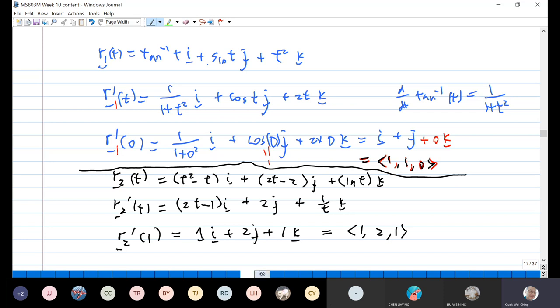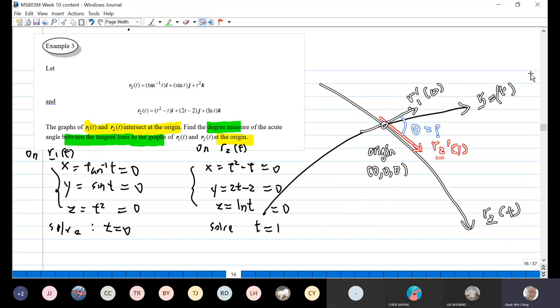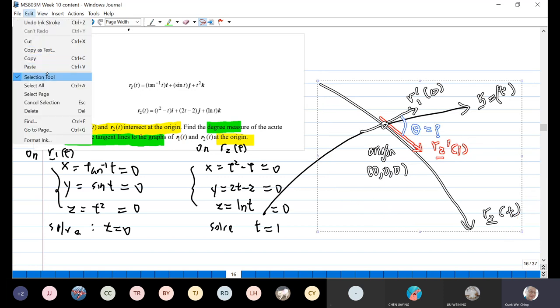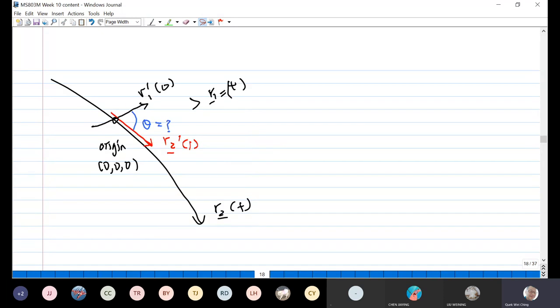Okay, so now let's find the angle between two vectors. Now, this one you have to recall how to find the angle between two vectors. So, let me copy this graph again to show you how to find the angle between two vectors. And then copy. So let's say this is a vector A here. I want to use this vector A here. This one is vector B here.